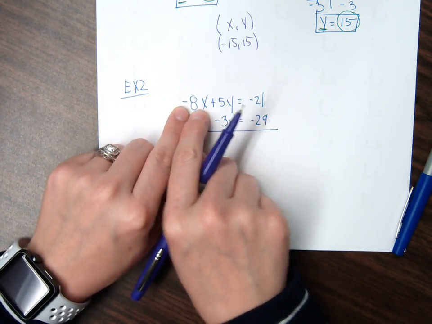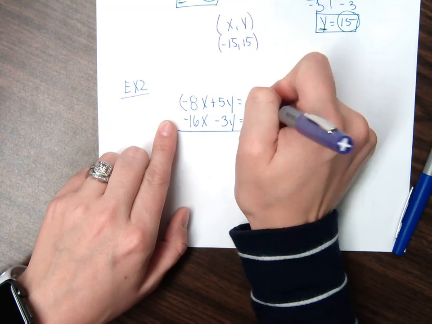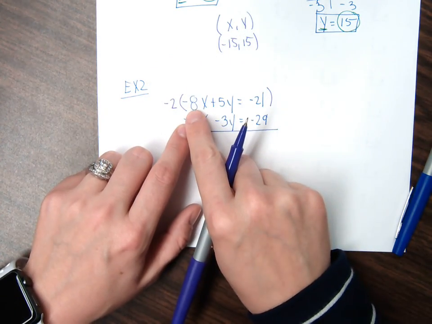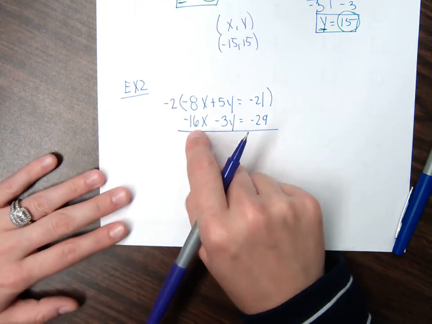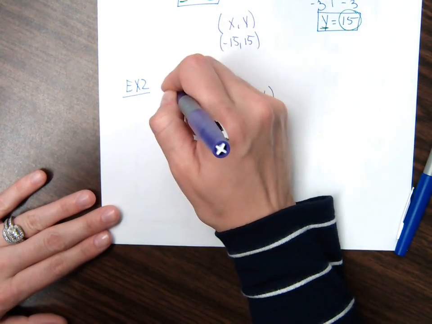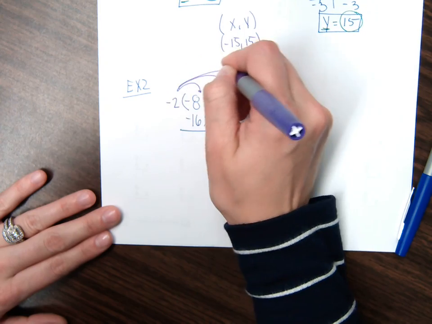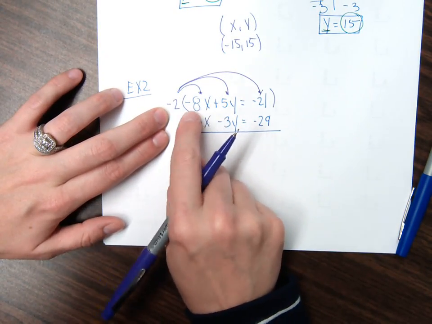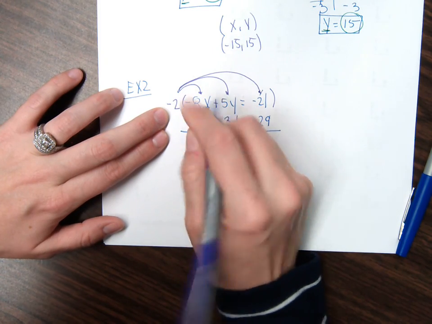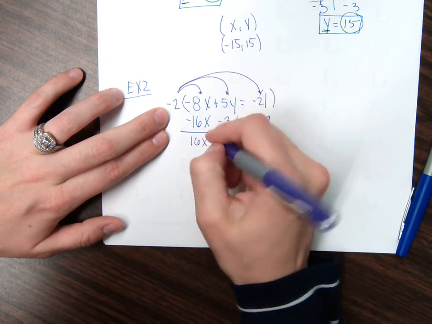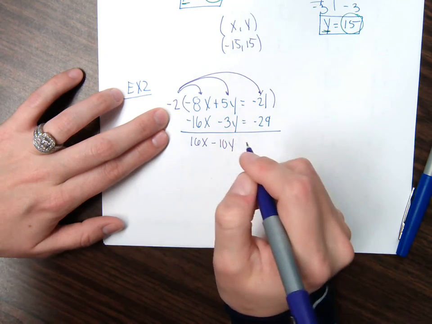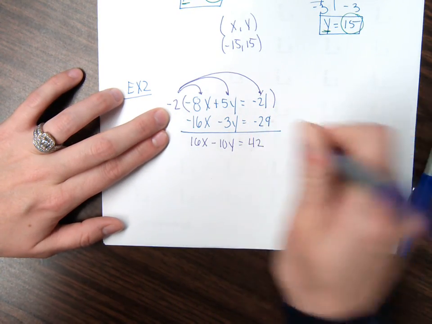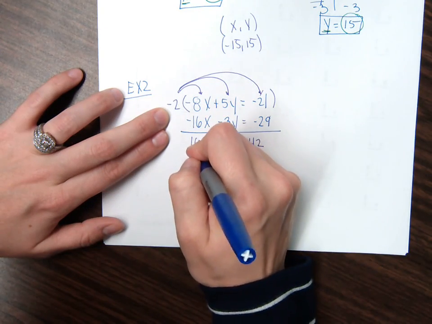I look that I can just multiply this equation by negative 2 in order to make negative 8 and negative 16 cancel. So we're going to distribute this negative 2 to everything inside, to each part of the equation. Negative 2 times negative 8x is 16x. Negative 2 times positive 5y is negative 10y. And then negative 2 times negative 21 is positive 42. And I'm just going to rewrite my other equation.